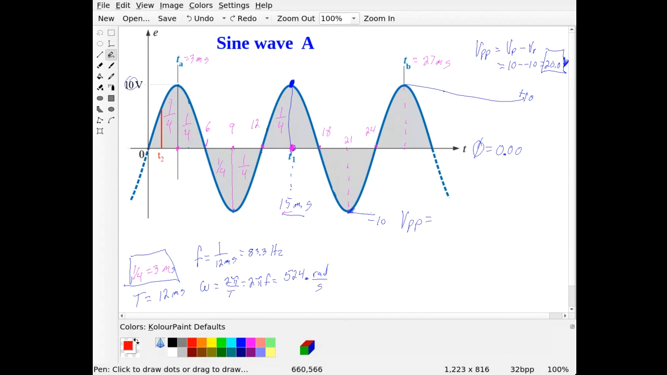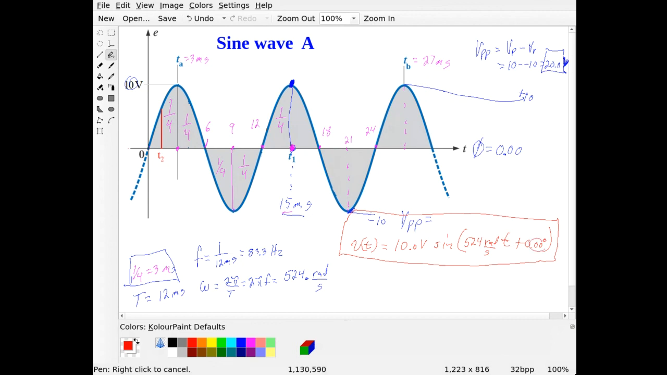So let's write our sine wave first. In terms of the time domain, we have V of t is equal to 10 volts times sine of 524 radians per second times t plus no angle. So this is our time domain representation. All right, so the angle is 0.